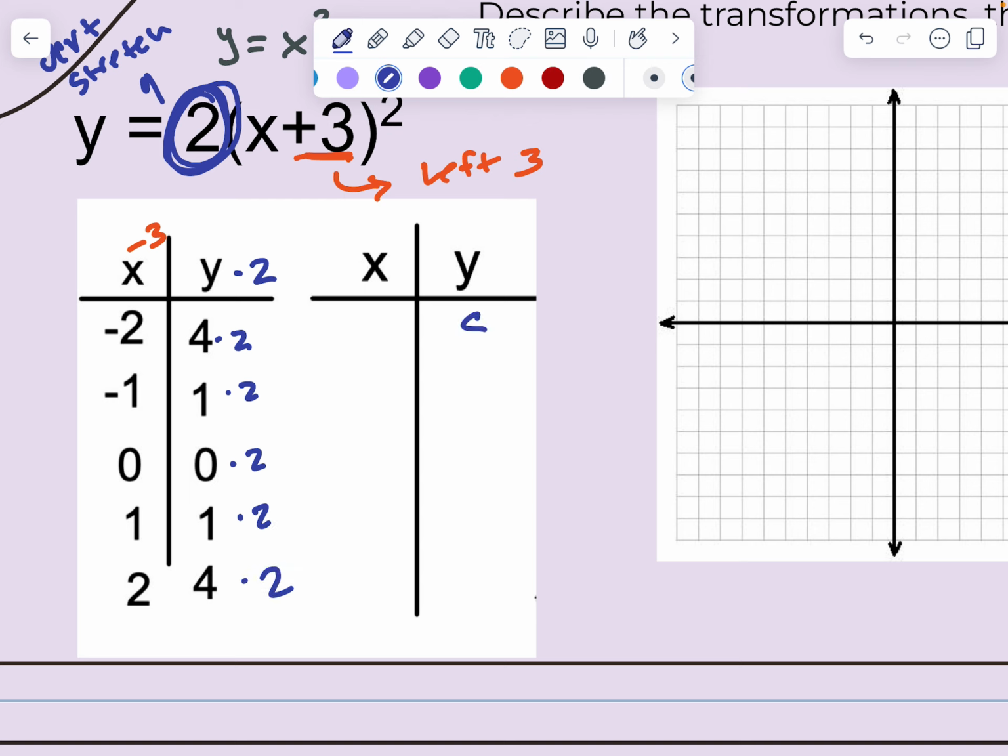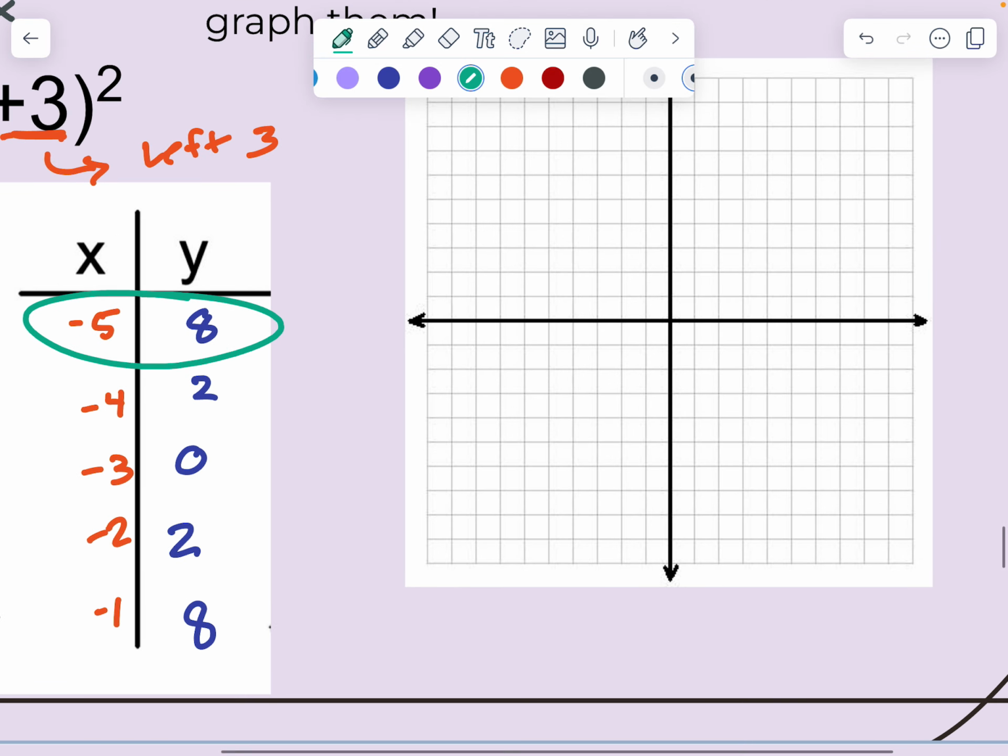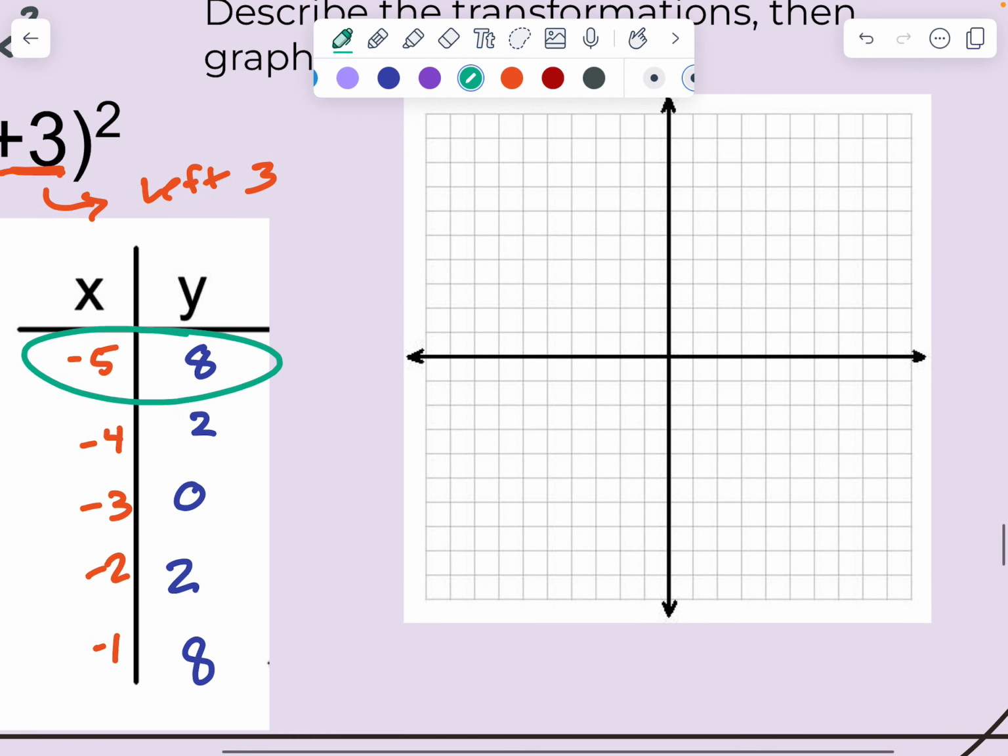And the resulting parent table, or I guess the result of the parent table, would be the coordinate points that I graph. So all of the oranges are me subtracting 3, like 1 minus 3 is negative 2, 2 minus 3 is negative 1. All of the blues here are me multiplying the y values by 2. And then, like I said, we've got a resulting point that we can put on our graph. I've got negative 1, 2, 3, 4, 5, comma 8. I've got negative 4, 2, negative 3, 0, negative 2, 2, negative 1, 8.